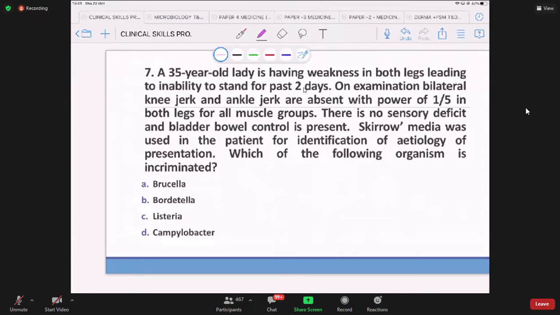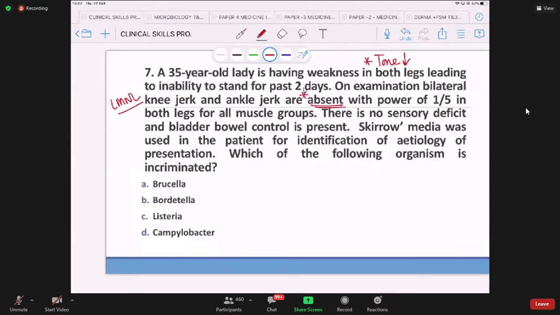Let's do one more, guys. This is about a 35-year-old lady. She's having weakness in both legs, leading to inability to stand for 2 days. So there's definitely something wrong with her nervous system. Now, when you read knee jerk and ankle jerk are absent, it tells you it could be a lower motor neuron lesion. The power is also reduced in this case. There's hypotonia. So there are 2 points in favor of lower motor neuron lesion. One is hypotonia, because it's saying power of 1/5. Second is absent reflexes. So he's himself telling you that there is something related to the spinal cord.